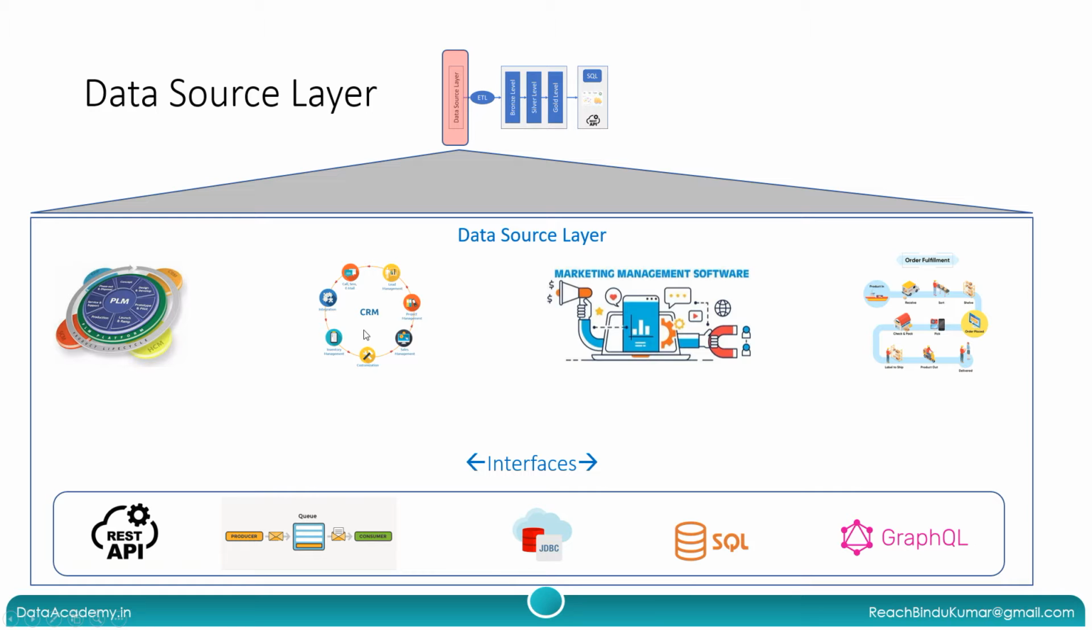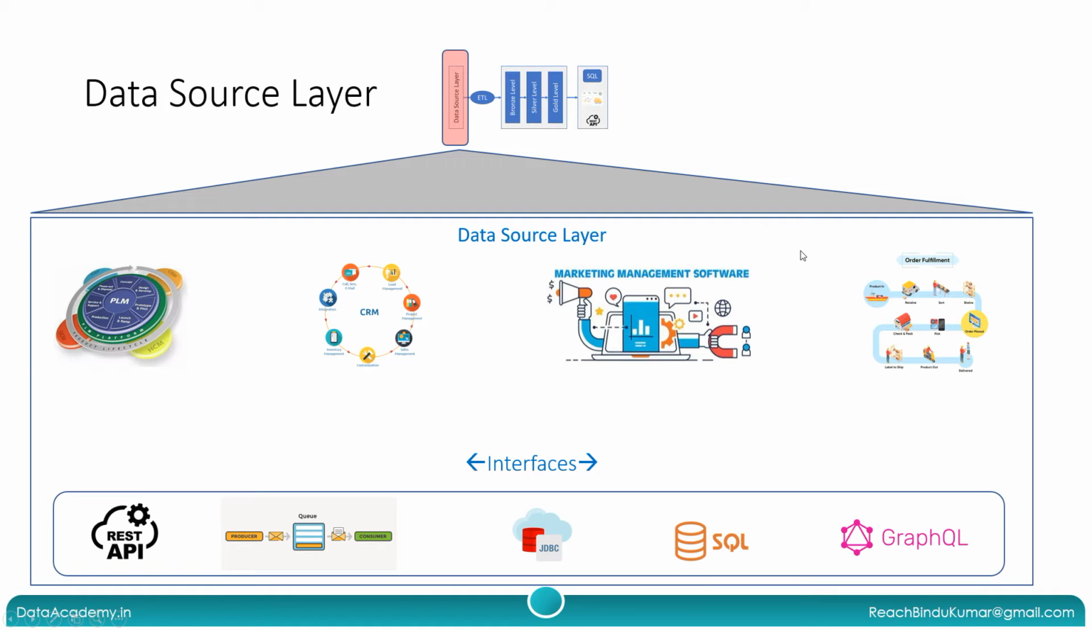Okay. So I've taken the same systems from my previous slide. You have a PLM, you have a CRM, you have an order fulfillment, marketing, and so on. So all these are systems that generate data, right? Hence, they are under the data source layer. So these are systems that give us the data. And when it comes to connecting to these systems, there may be various interfaces. It may be through REST API, some kind of messaging queue, JDBC, SQL, GraphQL, and so on, right? So these are just some of the popular interfaces, but there could be more interfaces, like for example, SFTP, right? That's also an interface through which you can collect data.